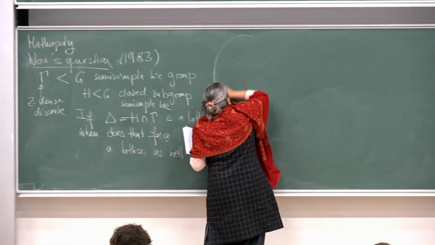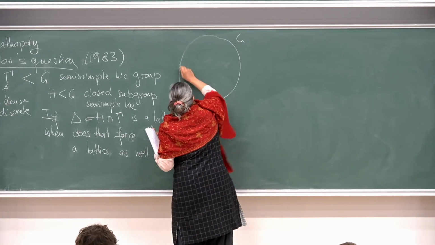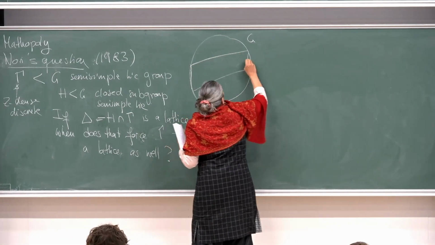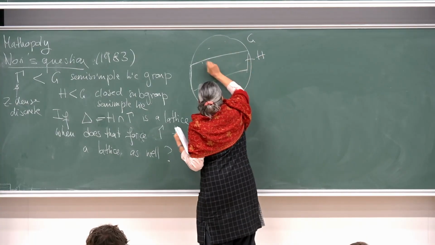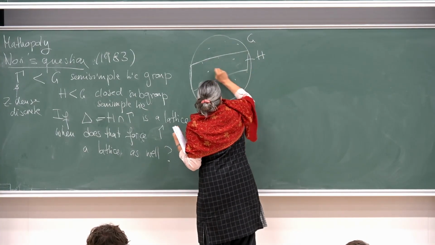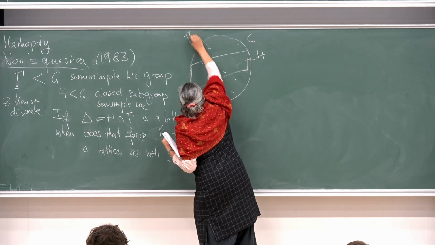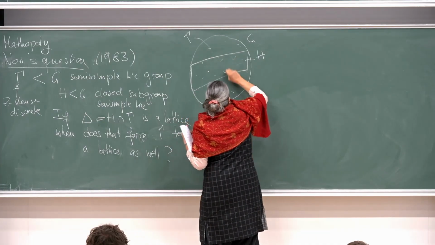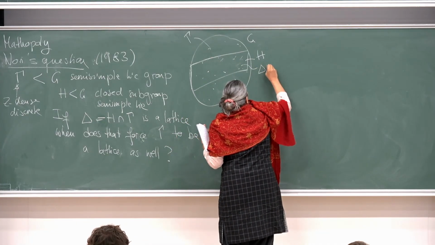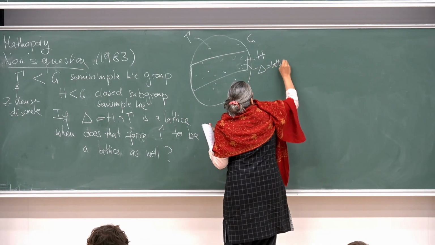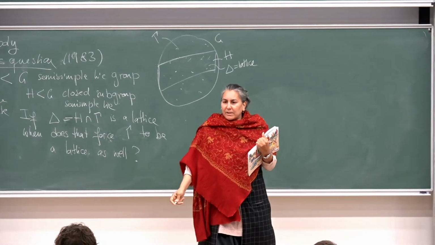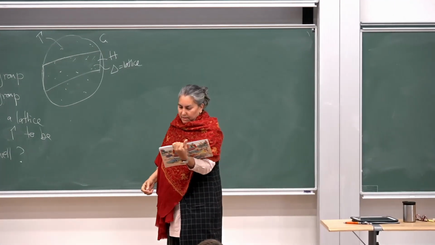So here's the picture I have in mind. This is G. You have some H in here. Here you have a discrete Zariski dense subgroup, gamma. And here you know that it intersects in a lattice. When can you say that gamma was a lattice to begin with?